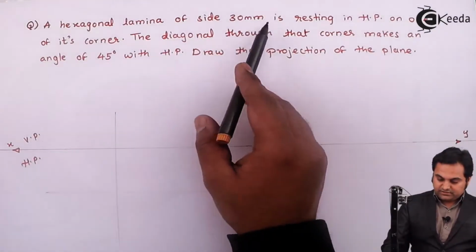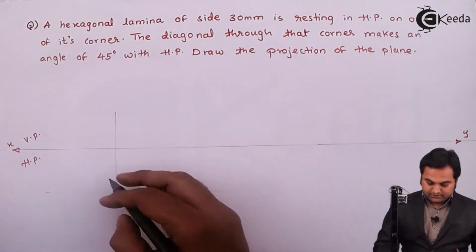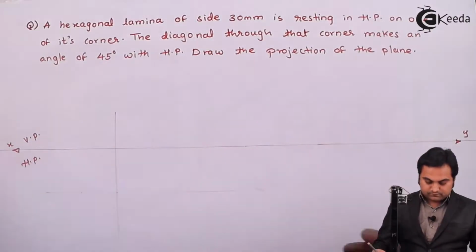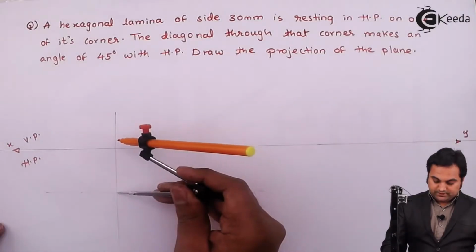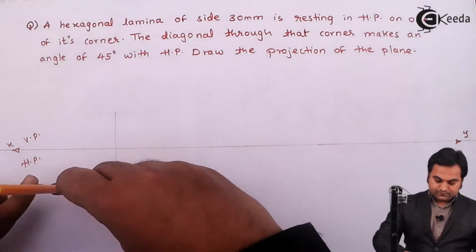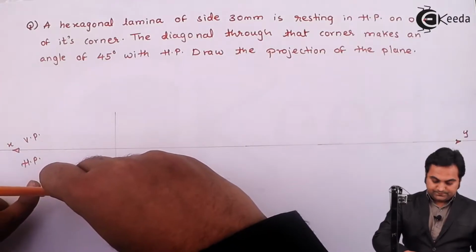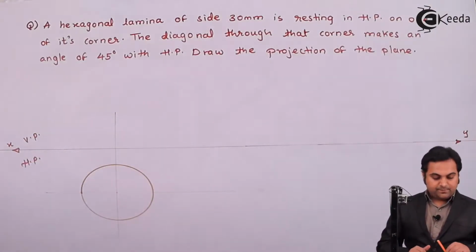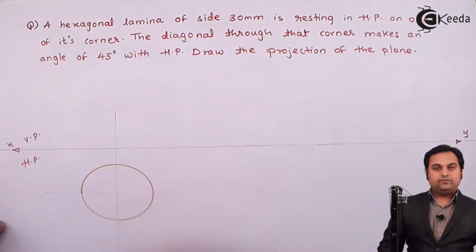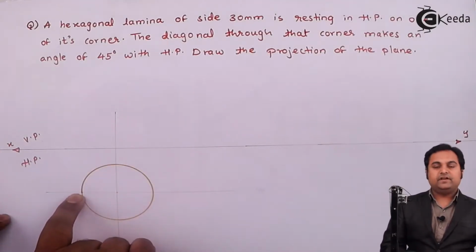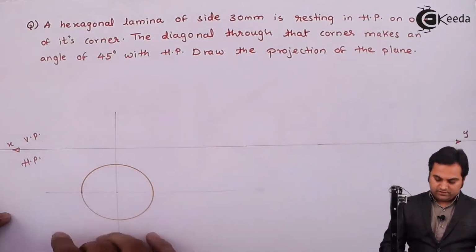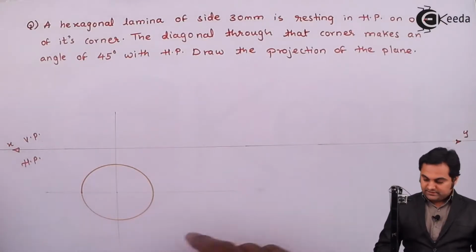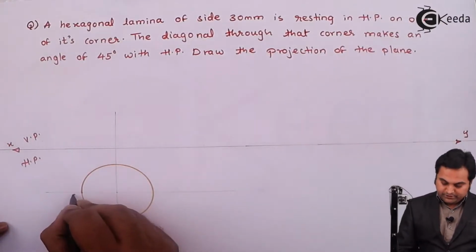The side is 30 mm. So from this center, I'll measure the radius 30. Through that, I'm drawing a light circle of 30 mm. And now it is resting on one of its corner. That corner will be on left side, because in case of planes, we have to take the left hand side as the reference. So this will be the corner. I'll say it is point A.